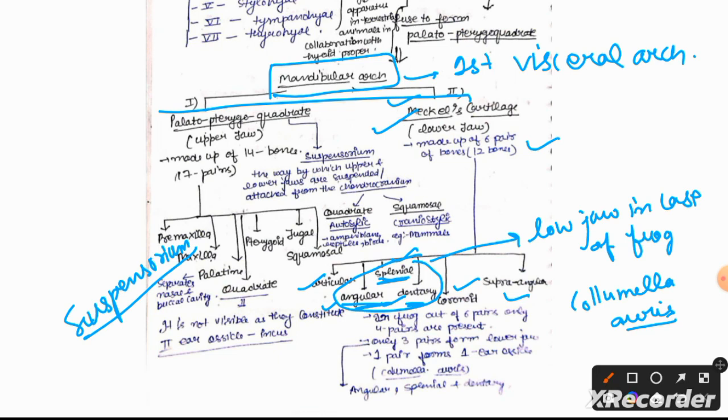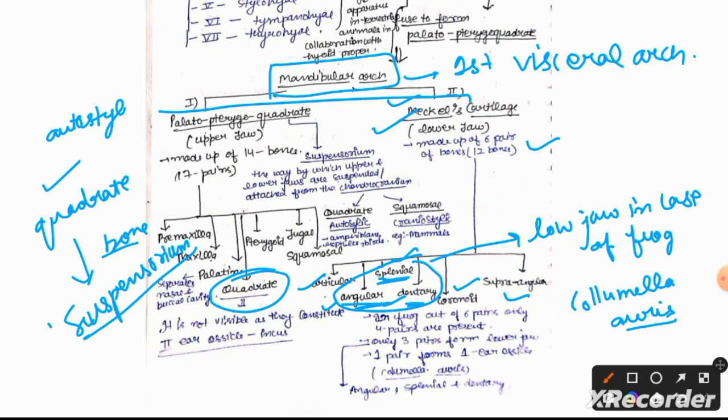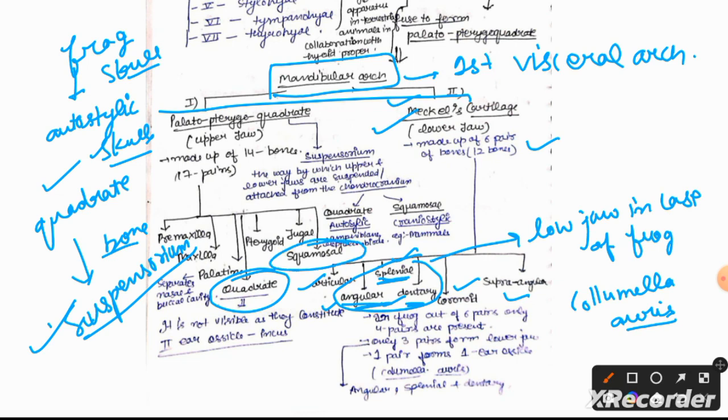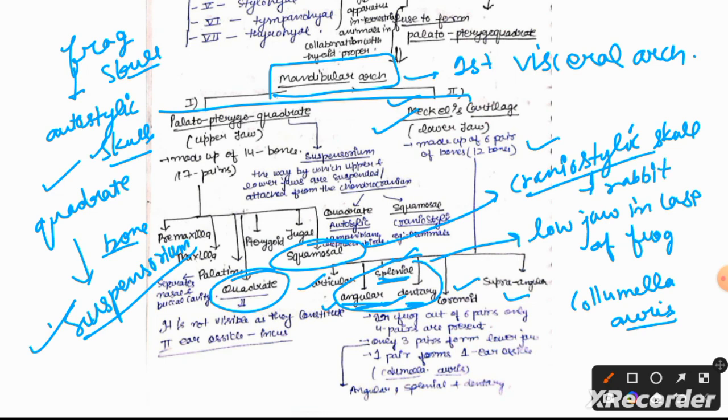And a skull in which the suspensorium is formed by the quadrate bone, a bone of the upper jaw, is called an otostylic skull, and this skull is present in the frog. And if a skull is suspended by the suspensorium with the help of the squamosal bone, it is known as a craniostylic skull. This type of skull is present in rabbit, and rabbit comes under the class Mammalia.